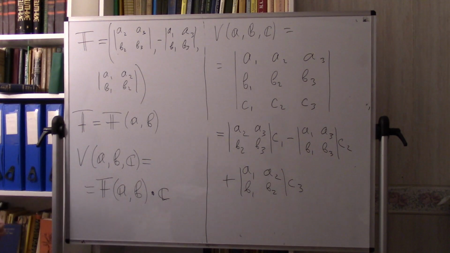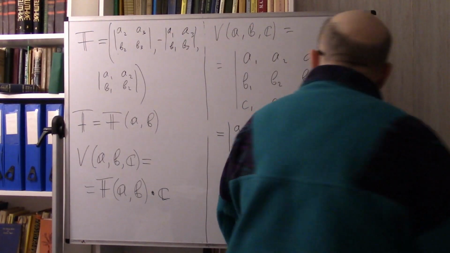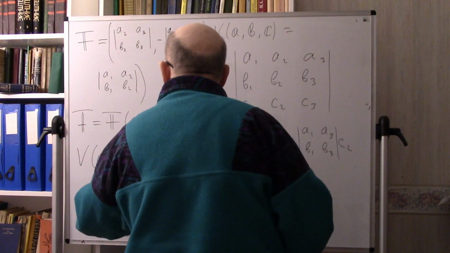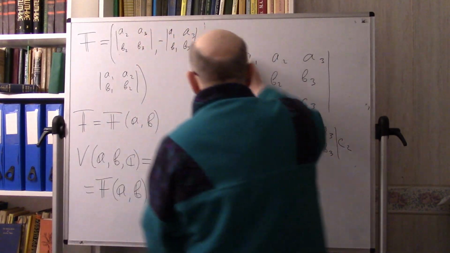Now, what is this on one hand? On the other hand, what is the volume defined by A, B, and C geometrically?